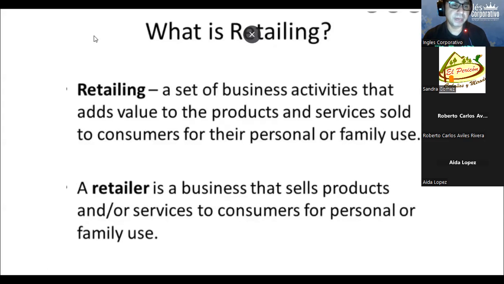If you have questions about pronunciation, of course, tell me. It's value, right? Value, yeah.